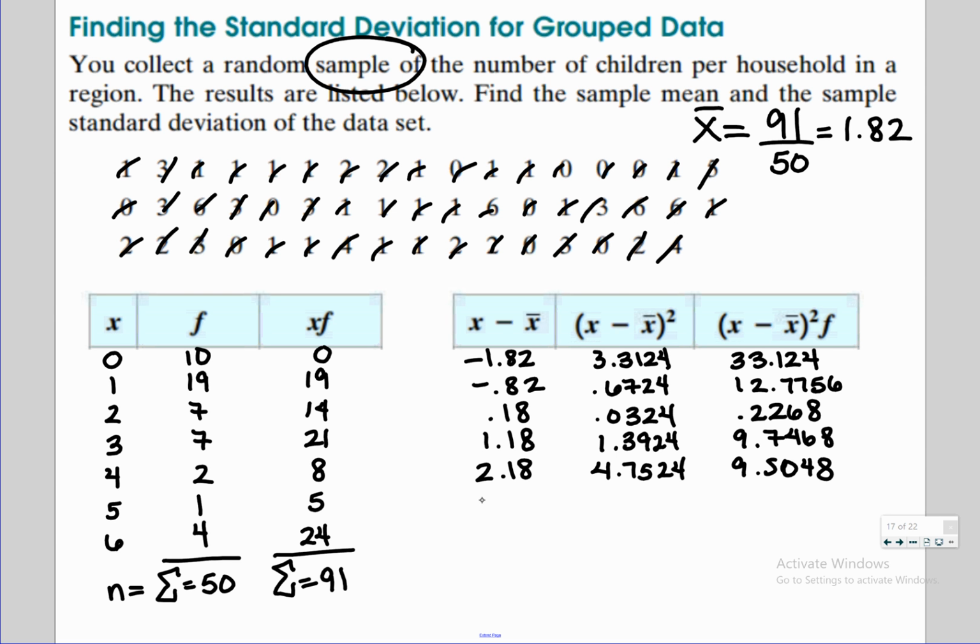5 minus 1.82 is 3.18. Squared, 10.1124, and this guy has a frequency of 1, so it's just 10.1124 again. Last one, 6 minus 1.82 is 4.18. Square it.